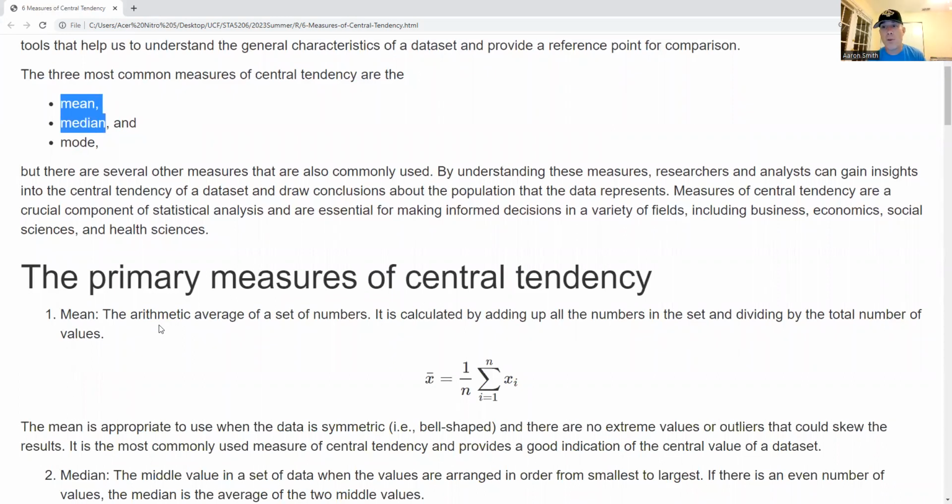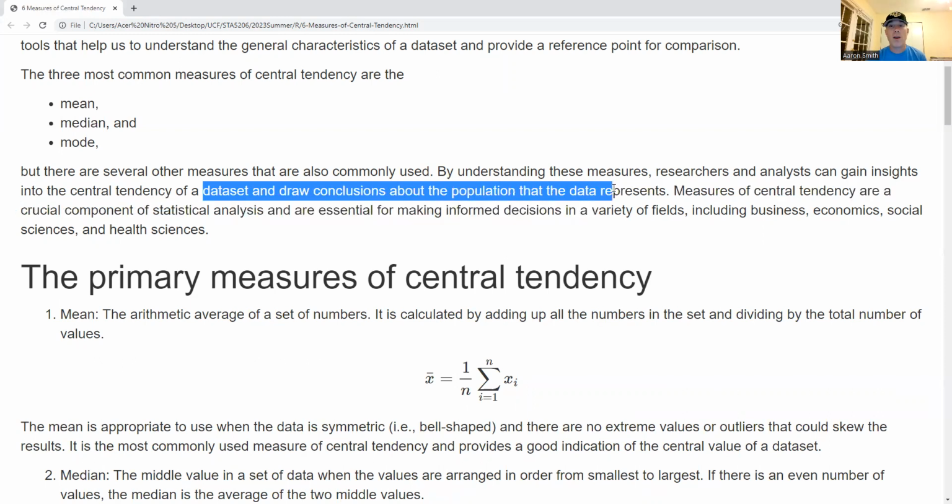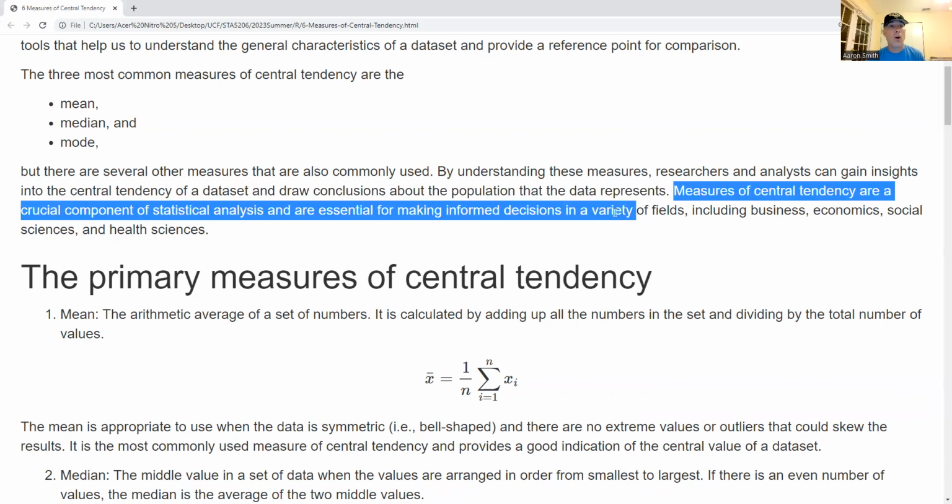By understanding these measures, researchers and analysts can gain insights into the central tendency of their data sets and draw conclusions about the population that the data represents. Measures of central tendency are a crucial component of statistical analysis and are essential for making informed decisions in a variety of fields. I use measures of central tendency probably every day at work, as a data scientist.